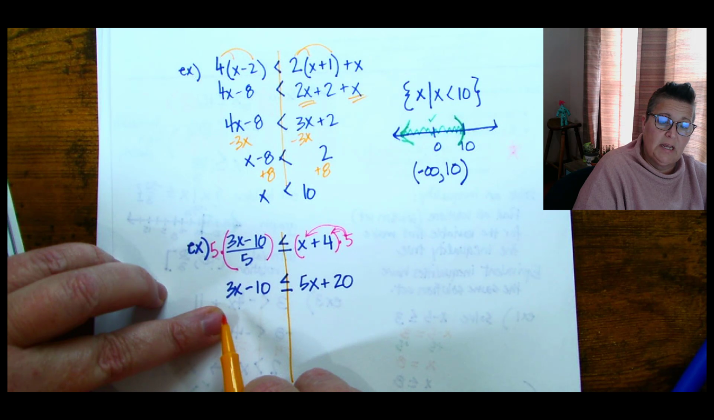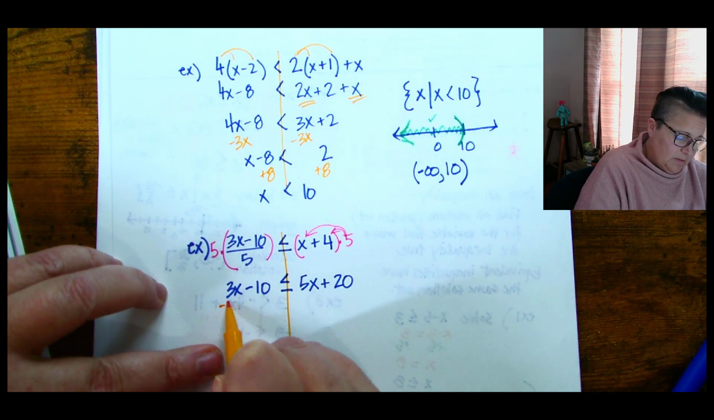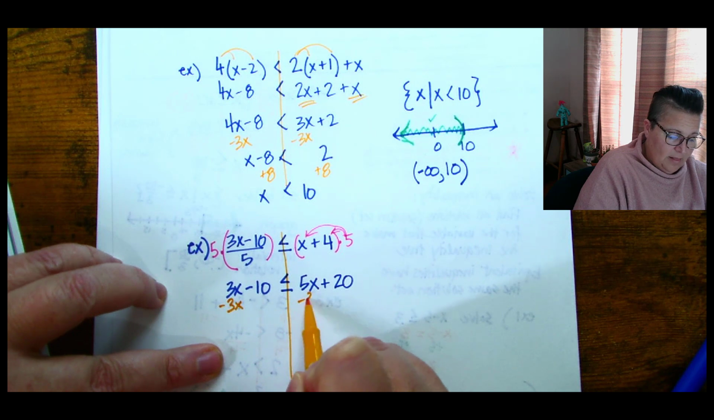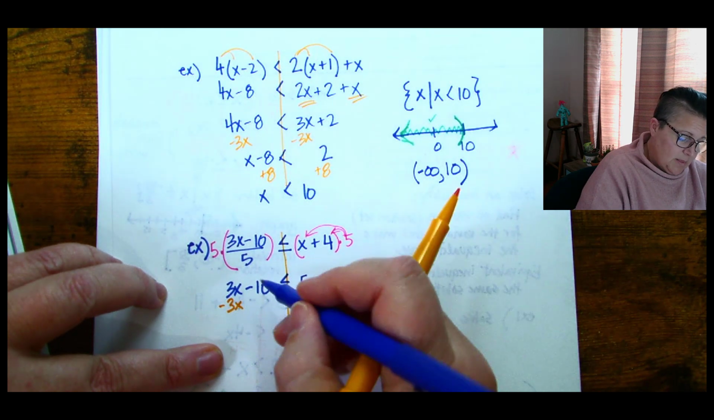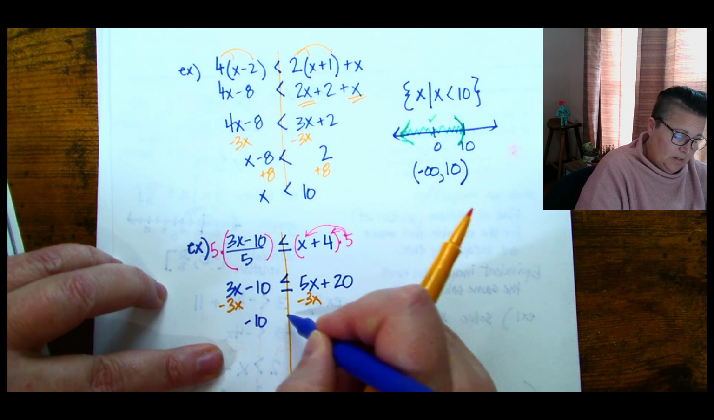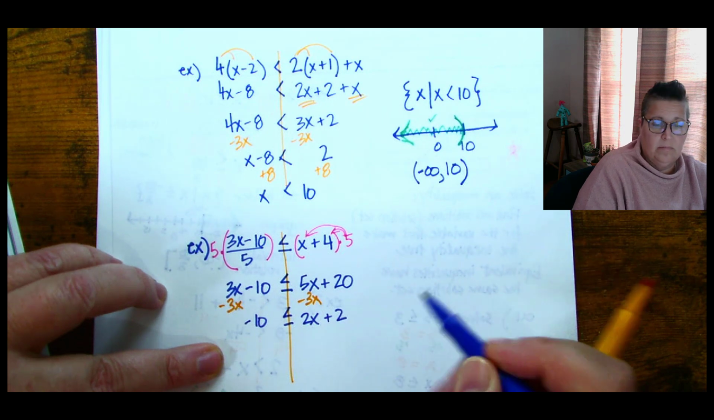That's going to leave us with a negative number. Or we can subtract 3x from both sides. It won't matter. Either one will do. So I'm going to subtract 3x because I like to avoid negatives whenever possible. And that's going to leave me with a negative 10 is less than or equal to 2x plus 20.